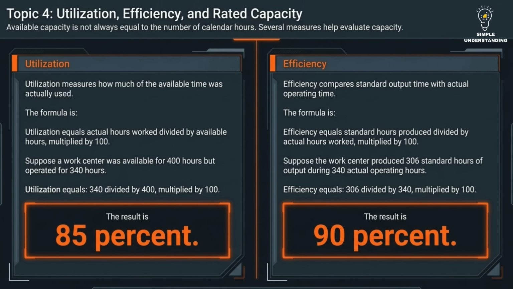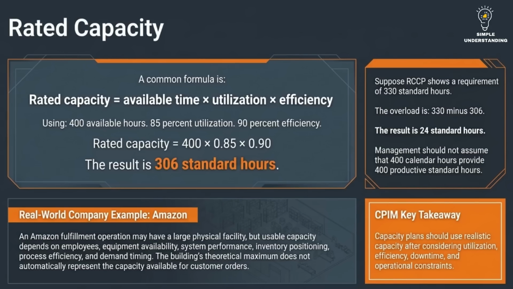Efficiency. Efficiency compares standard output time with actual operating time. The formula is efficiency equals standard hours produced divided by actual hours worked multiplied by 100. Suppose the work center produced 306 standard hours of output during 340 actual operating hours. Efficiency equals 306 divided by 340 multiplied by 100. The result is 90%.